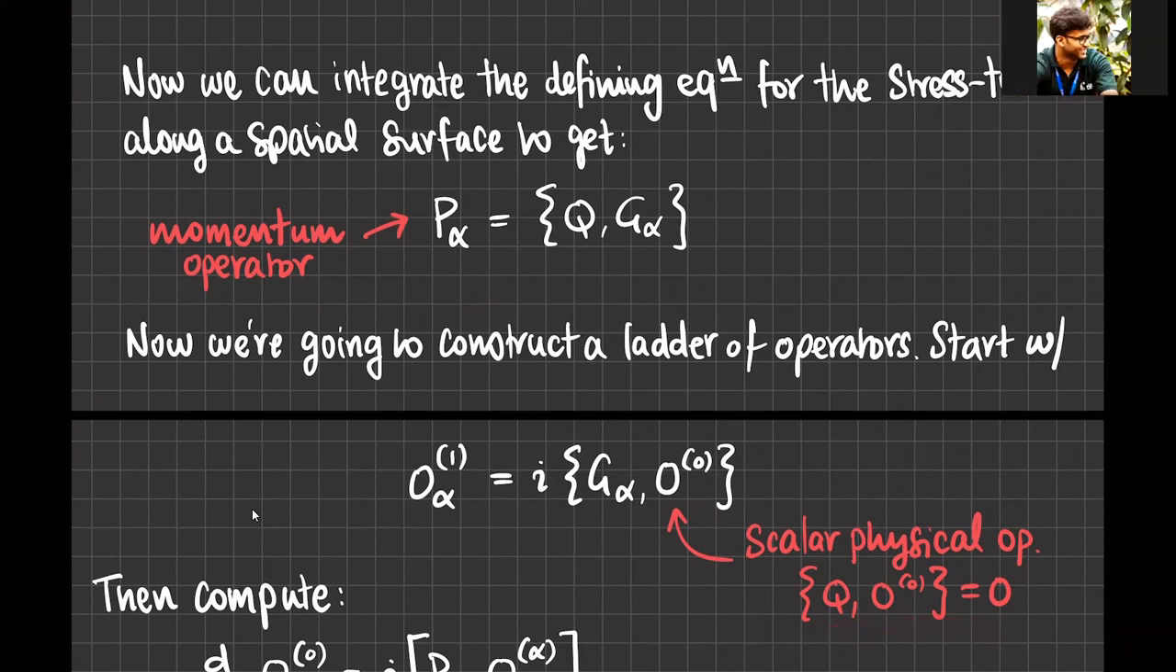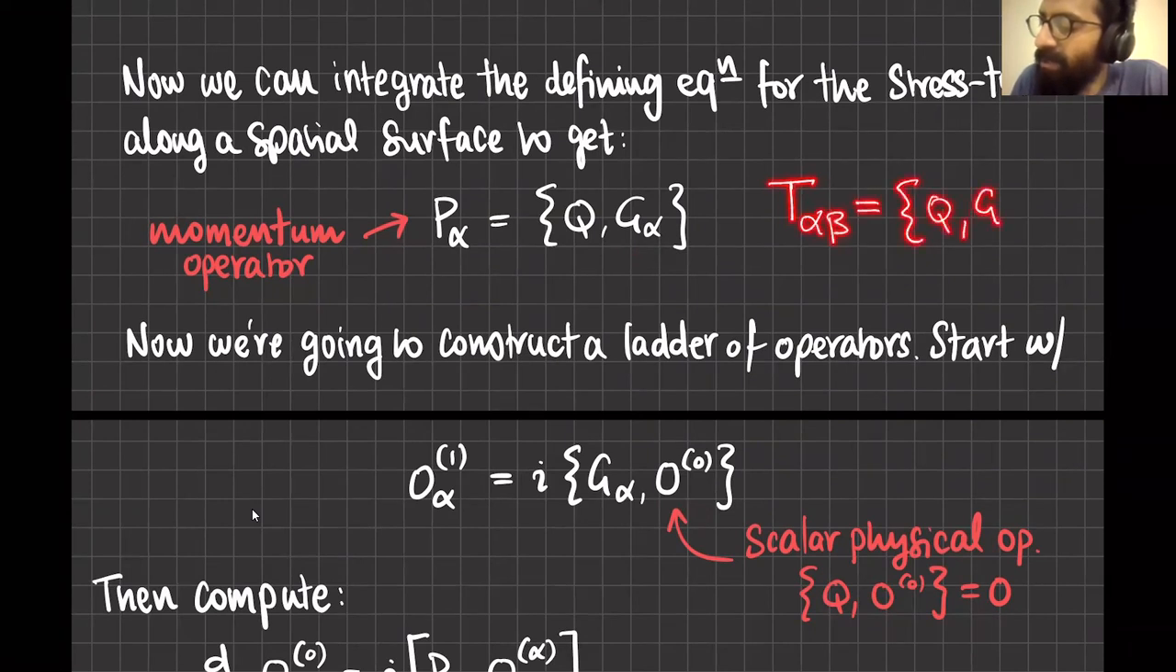Madhu, sorry, can you say what G alpha is again? G alpha is some guy. What I've done is I've taken this equation, T alpha beta equals Q G alpha beta, and I've picked the T0 alpha component. I'm doing it in components now, but you can do this in a component independent way. That gives me the momentum density, and then I integrate that along a spatial hypersurface to get the momentum.